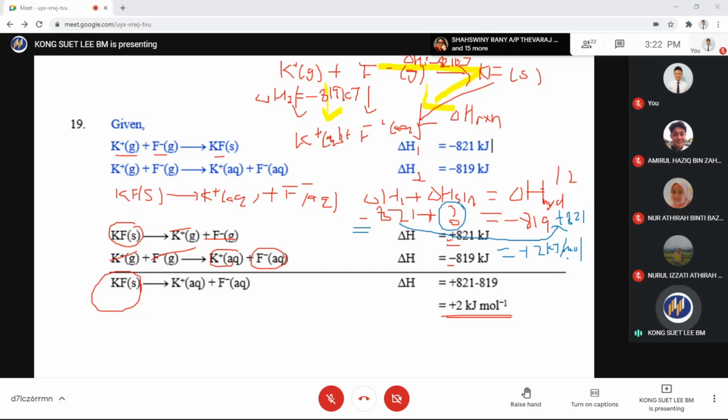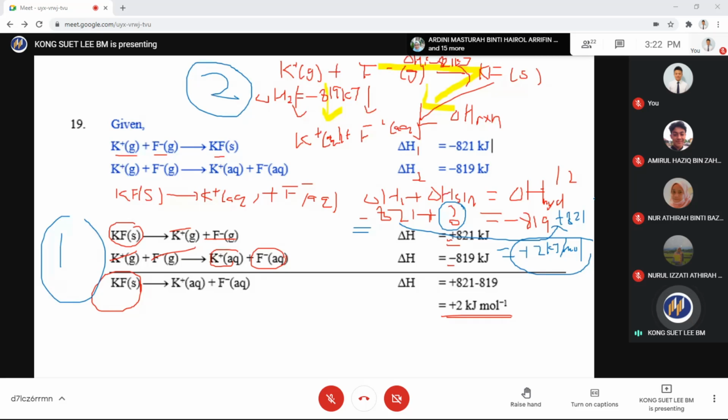So maksudnya tak kira saya guna cara ini ataupun saya guna cara ini, memang ikut definisi. Okay, I substitute macam ni mana jawapan pun masih sama dengan positif 2 kilojoule per mole. Jadi jawapan Nur Aisyah kan? Tadi jawapan Nur Aisyah pun betul, tapi Nur Aisyah guna formula. Okay, madam guna konsep. So up to you guna cara mana pun boleh.